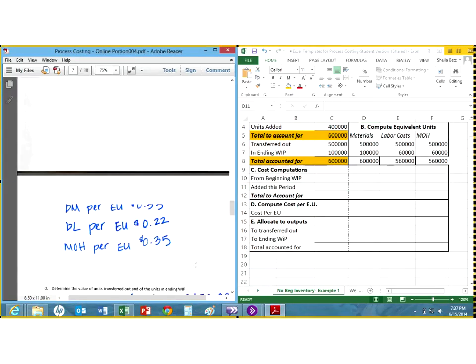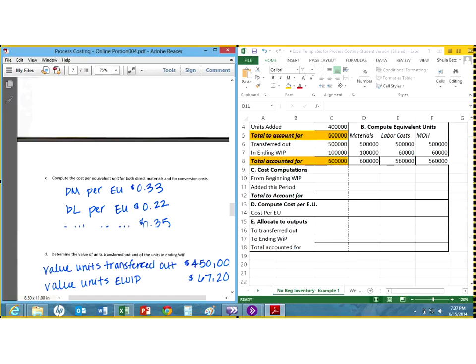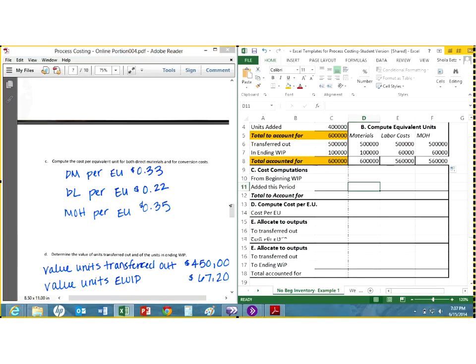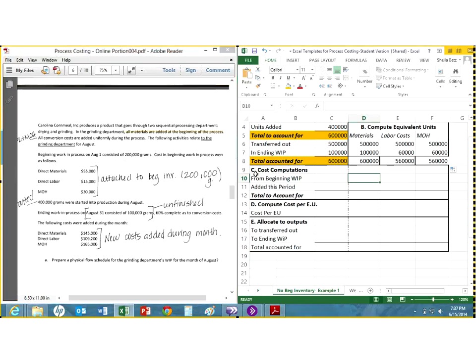Part C wants us to compute the cost per equivalent unit for both direct materials and conversion costs. Before we get to that, we had to do some other steps. This part down here, cost computations, is going to be all dollars. So if you want to make a note, everything from C, D, and E will always be in dollars. Here we're just throwing in numbers that are given to us. This is telling us we went from beginning work in process to total up the dollar amount we had in our beginning inventory.